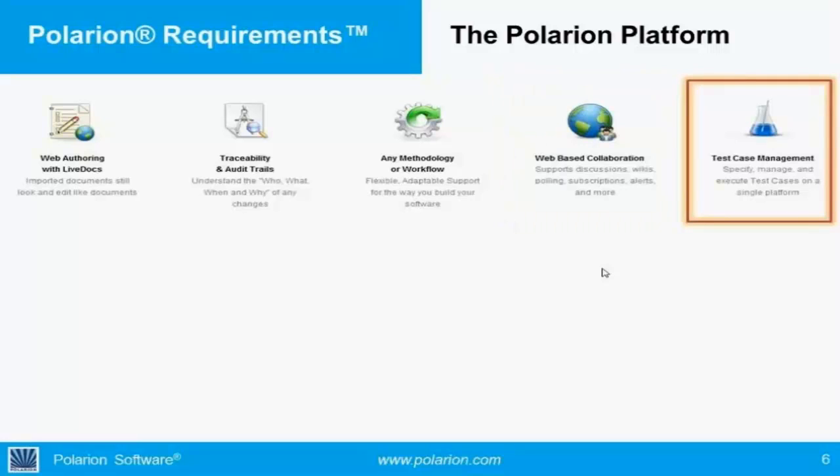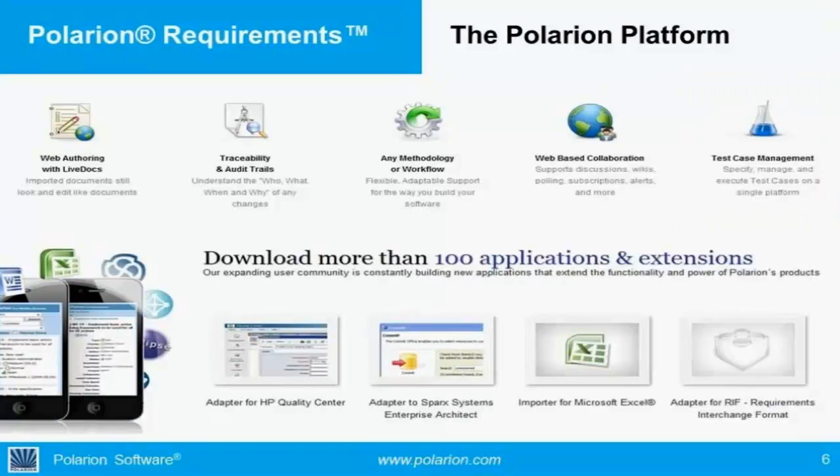And test management is available in Polarion Requirements. So you can link your test cases to your requirements or user stories for the traceability. But all of this I will show you in a moment in the live demonstration. And we've got more than 100 applications and extensions on our Polarion POP portal, so it's configurable. You can easily add new functions to Polarion with this open API or the web services.